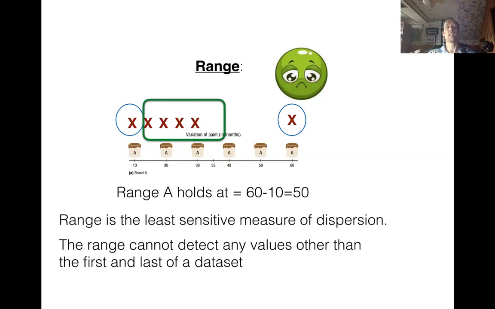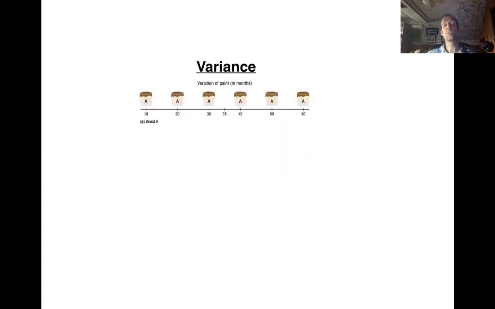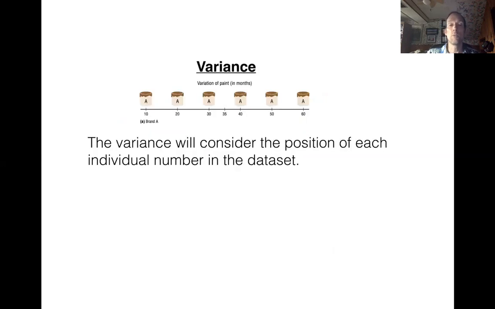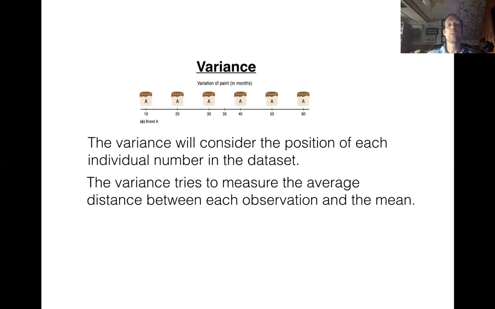So how do you do that? Like, how do you get more sophisticated than using the range? Our answer is going to be the variance. The variance is going to consider the position of each individual number in the data set. And what the variance is trying to do is measure the average distance between each observation and the mean of the data set.